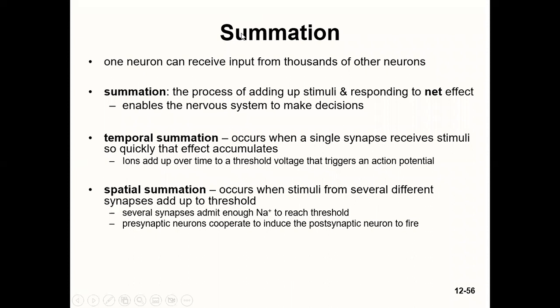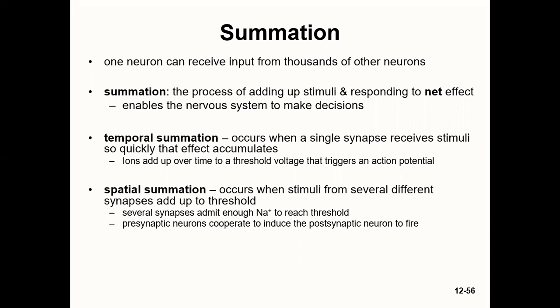Summation. We mentioned summation when we were going through the last chapter, talking through stimulus and threshold, and how it sums up, and the stimulus must reach threshold. So one neuron can receive input from thousands of other neurons. Summation, in regards to this topic, is the process of adding up stimuli and responding to the net effect. This enables the nervous system then to make decisions.